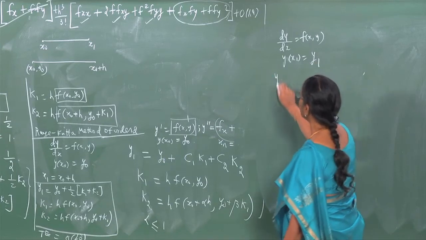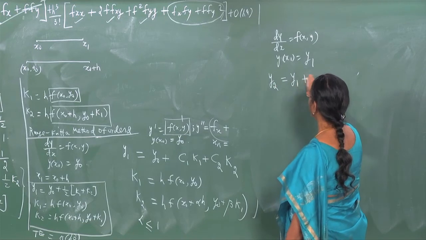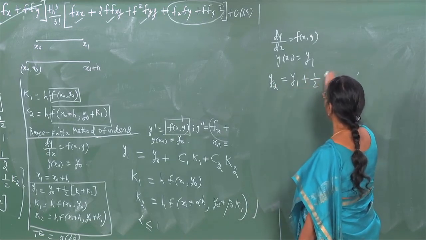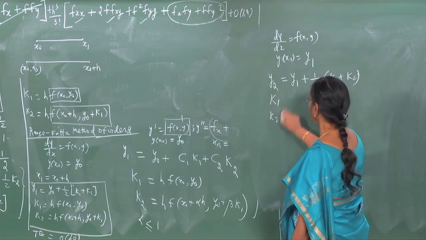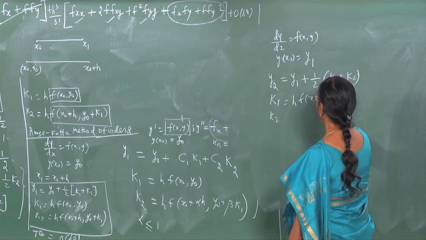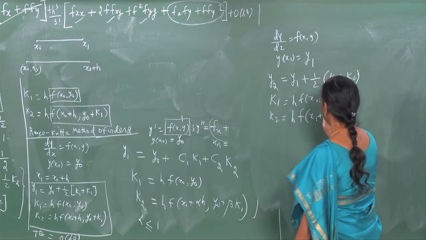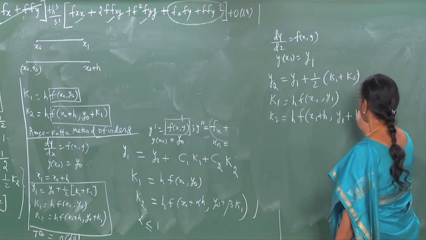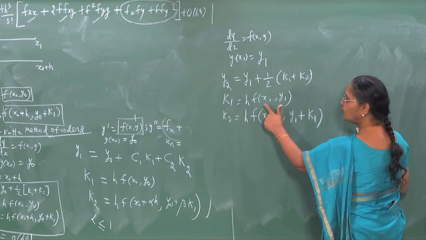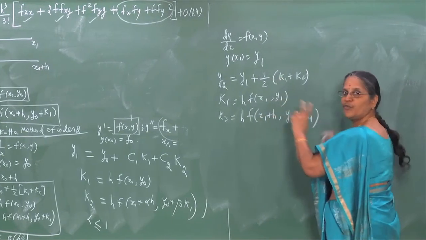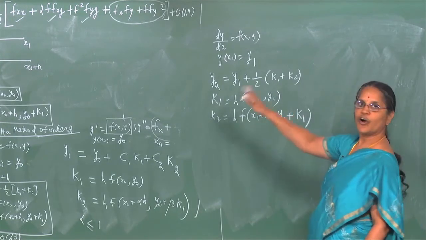And so, what is the solution? Y of x2 is approximated by y2, and what is it? It is y1 plus half of k1 plus k2. And what are k1 and k2? K1 is h f of x1 y1 and k2 is h f of x1 plus h comma y1 plus k1. So, at every step you evaluate two functions. So, the method involves just two function evaluations and the method is of order 2.